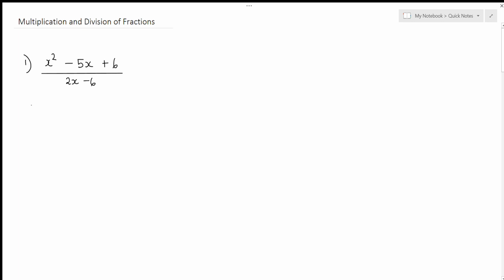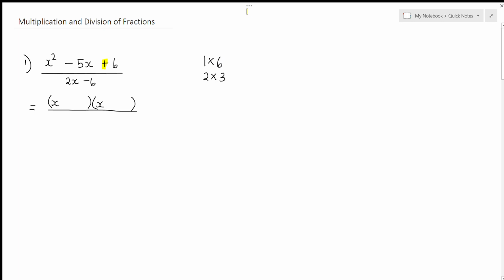So let's begin. We're going to start with our numerator, and here we have x squared. So we know that we're going to have x times x. And here we have 6. So we're going to write out our factors of 6. Our factors of 6 are 1 times 6 and 2 times 3. Now, if you have a plus here, it means that when we add our factors together, we should get 5.